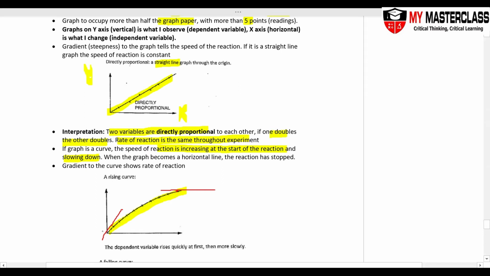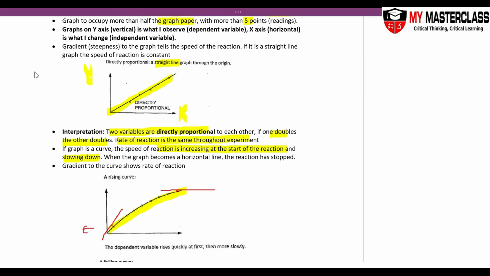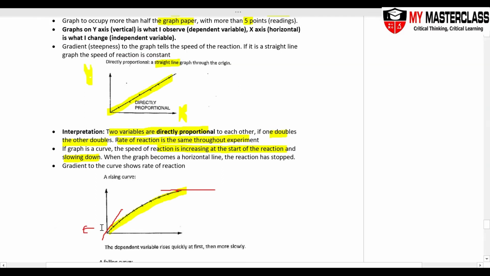So this tangent is steeper, correct? This tangent that I just drew is steeper than this line. This is less steep. So when it is steeper, it means the rate of reaction is faster. At the start, it's a very fast reaction. Then it becomes less steep and less steep and less steep. And ultimately, when it becomes horizontal, the reaction has stopped. This is how we interpret the graphs.